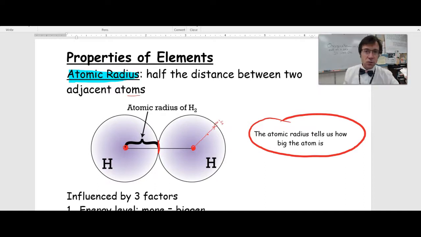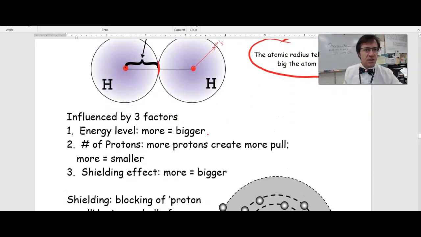So this radius, what gives atoms their radius? Well, there are three things that influence it, and the first is the number of energy levels. More is bigger, obviously, right?